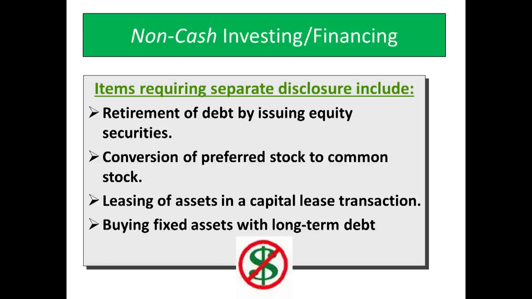Or let's say you buy a piece of land and it's entirely on credit. Well, what would that journal entry look like? You would debit land and you would credit long-term notes payable, right? There's no cash being increased or decreased. But these are significant enough transactions that even though they do not require cash flows, you have to disclose them in a footnote to the cash flow statement if they're material. Now, if they're not material, if you buy a computer monitor for $200 on credit, that's not material enough. But if it's a major transaction, you have to disclose it.